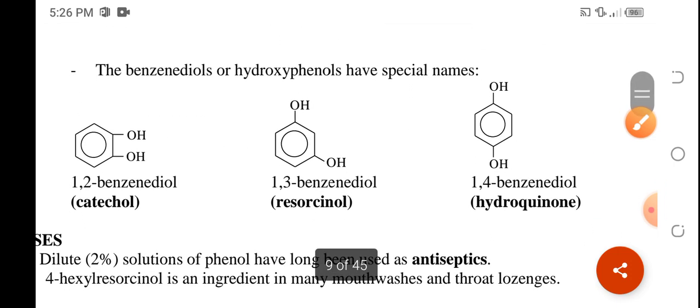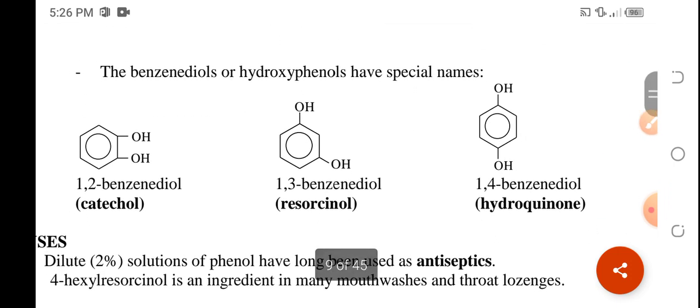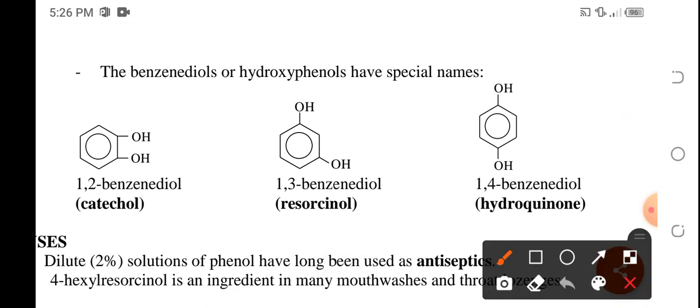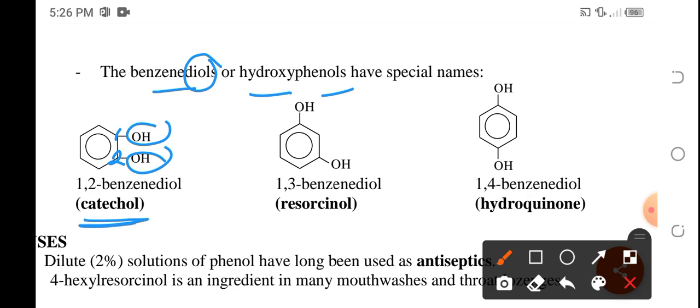Benzene diols or hydroxyphenols will also have a special name. Benzene diol, meaning that there are 2 hydroxyl groups, will have a special name as well. If they are in the 1,2 position, it would have the special name catechol. If they are in 1,3 position or 1,3-benzene diol, it is resorcinol. And if they are in 1,4 position, it is hydroquinone. Okay?